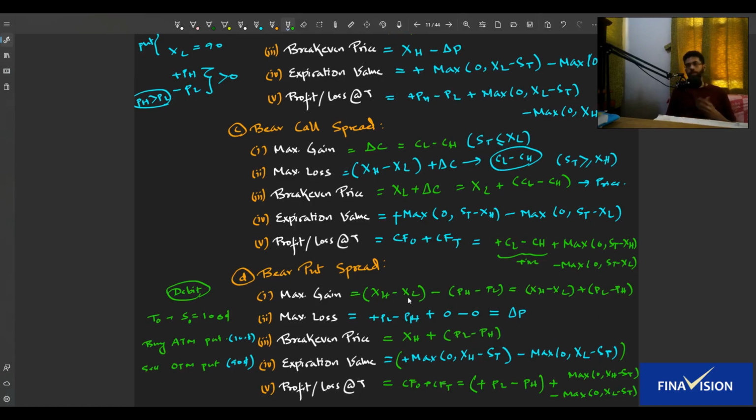This is the difference between the strikes and the difference between the premiums. Here the difference between the premiums is negative, so we are putting a negative sign and altering the signs here, right? Here PH minus PL, because this is going out, because we are selling the lower one and buying the higher one. Now this is about it for the bear spread and bull spread. We will move into the next strategy.